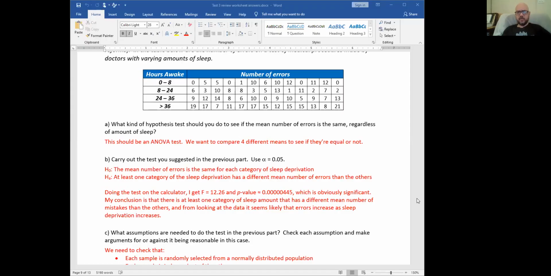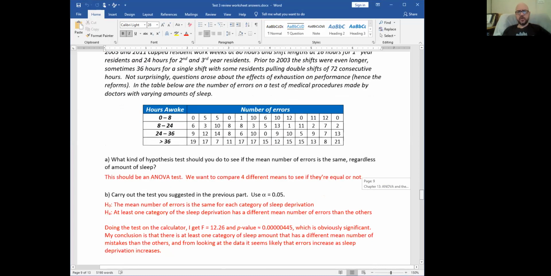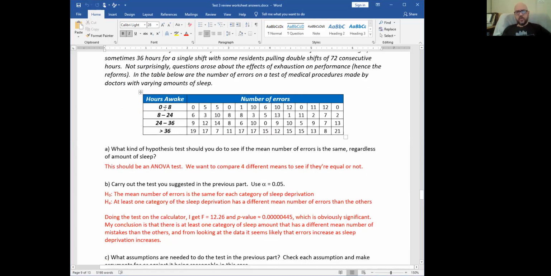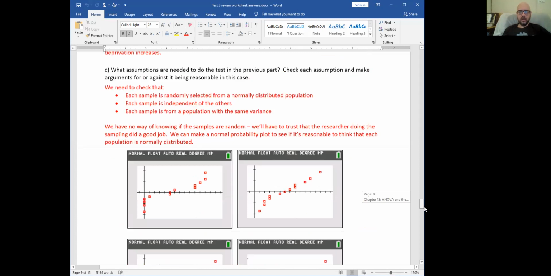Okay, let me show you what I wrote for this. I'll show you the setup. Here's the idea. You've got different amounts of hours awake. I believe these are for doctors, right? So different amounts of hours awake for a variety of doctors and the number of errors they make on some sort of test or in surgery or something like that. And so for more hours awake, each set of hours awake is a different population.